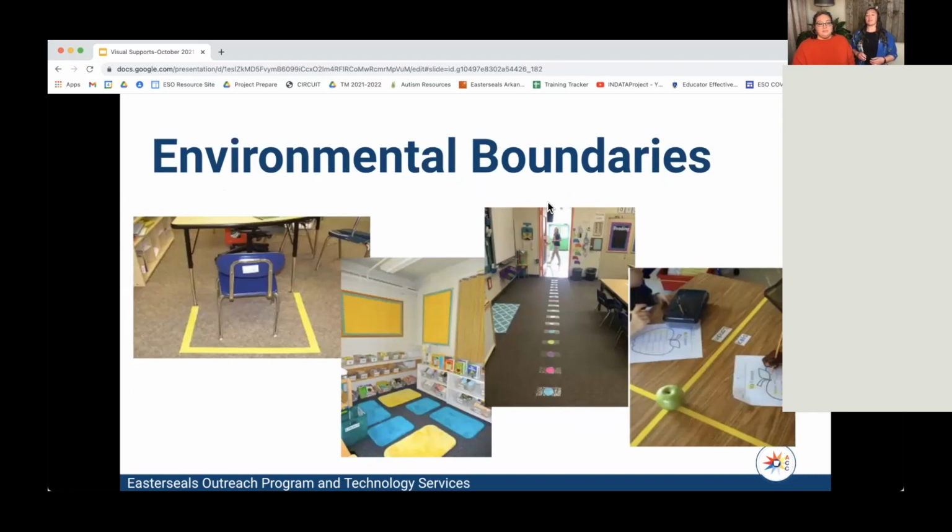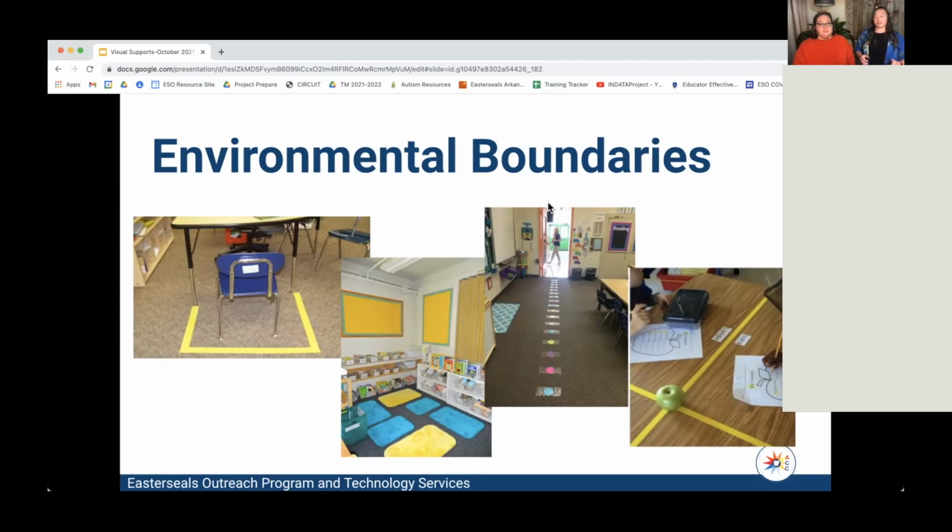Here are some examples of environmental boundaries that might be familiar to you. You can see the tape on the floor around the student's chair. I was just talking to a teacher the other day who said, we've used blue tape on the floor around his desk so that he can move, but he knows where the boundary is. He knows where he can go, which I think is a great strategy for our students. It's very visual, and gives them an environmental boundary that they can stick to.